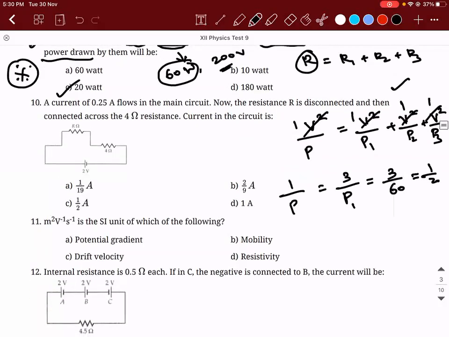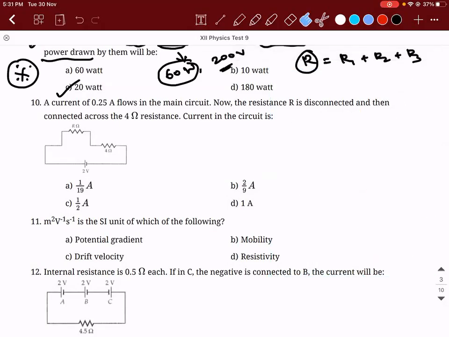Similarly, for resistors in parallel or bulbs in parallel, what will be the formula for equivalent power? Power equivalent will be equal to P1 plus P2 plus P3. So please make a note of this point, guys. Next time onwards, you can directly calculate it like this. I hope it is clear.